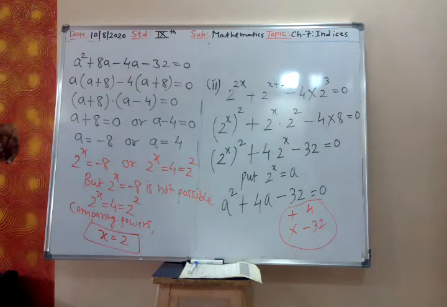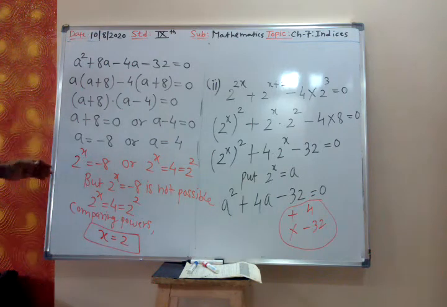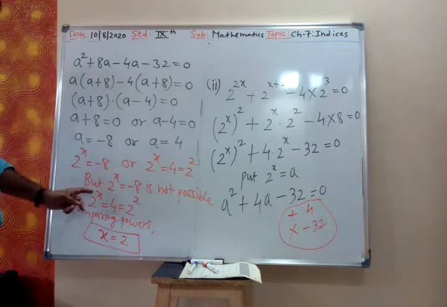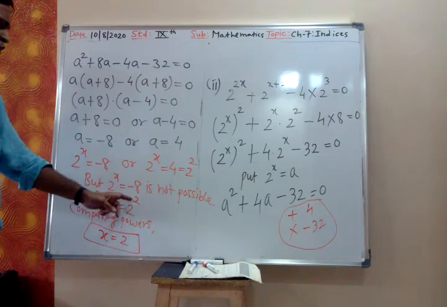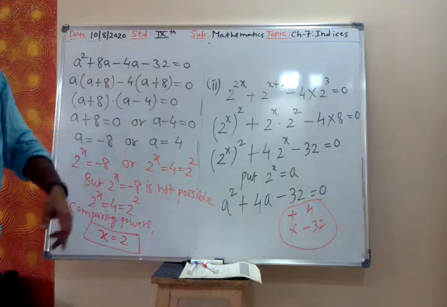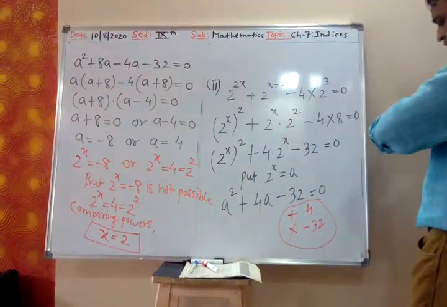Now why is 2 raised to x never negative? See this. 2 raised to x is 4. 4 I can write as 2 raised to 2. So comparing power, you will get x is equal to 2.